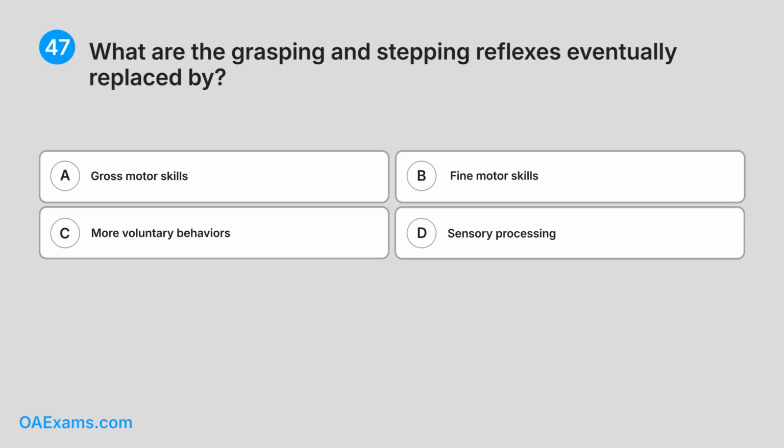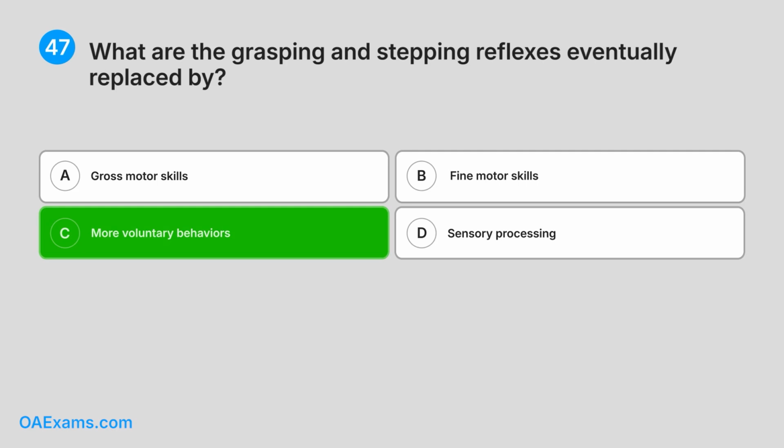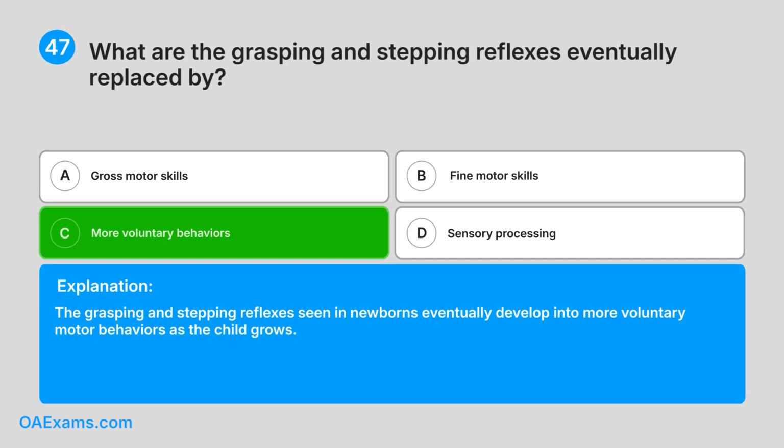47. What are the grasping and stepping reflexes eventually replaced by? A. Gross motor skills. B. Fine motor skills. C. More voluntary behaviors. D. Sensory processing. Do you know the answer? Correct answer. C. More voluntary behaviors. Explanation. The grasping and stepping reflexes seen in newborns eventually develop into more voluntary motor behaviors as the child grows.